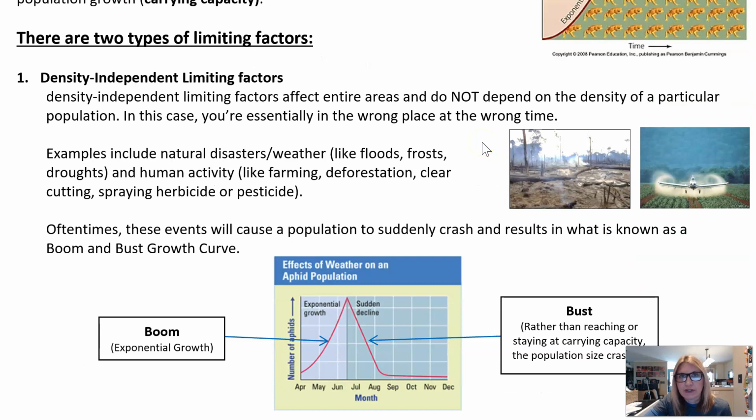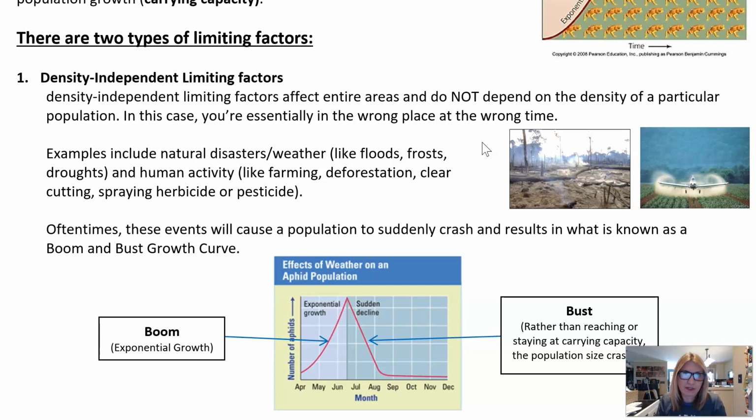One we're not going to spend too much time on, but I wanted to refresh your memory. It is density independent limiting factors. These are limiting factors that affect an entire area, and it doesn't matter what population you are or how many of your population are in a particular area. You are just kind of in the wrong place at the wrong time.